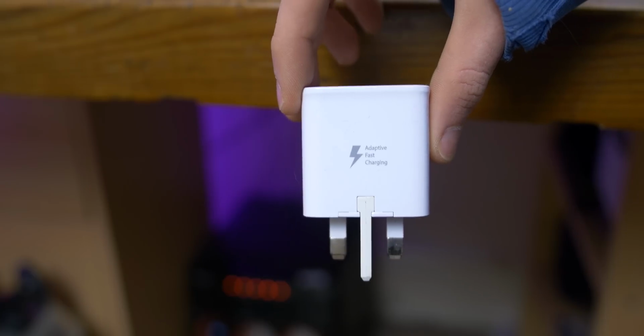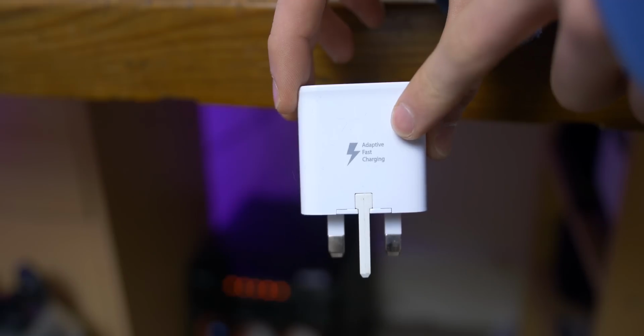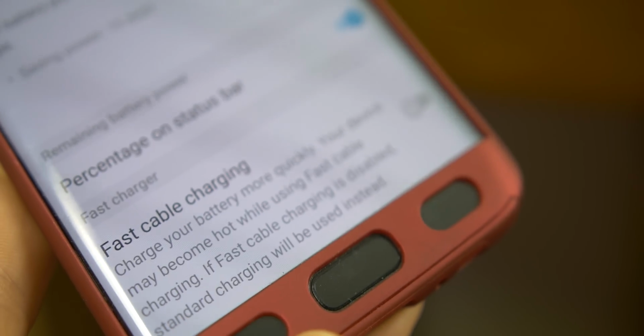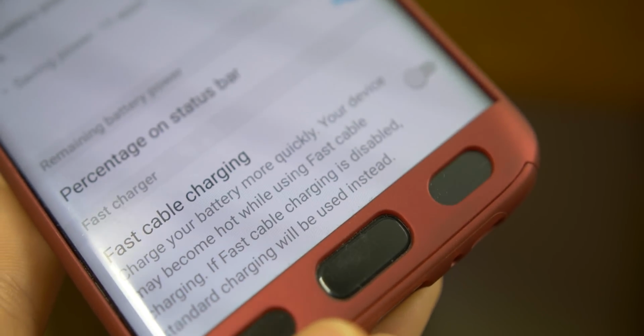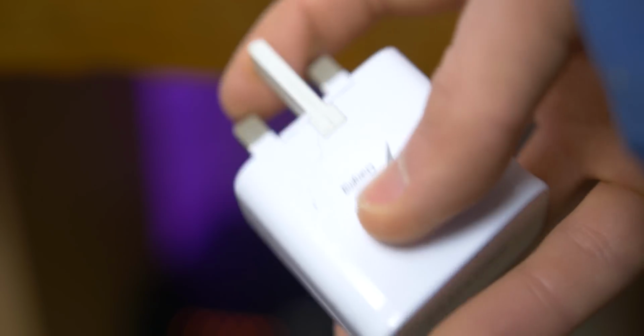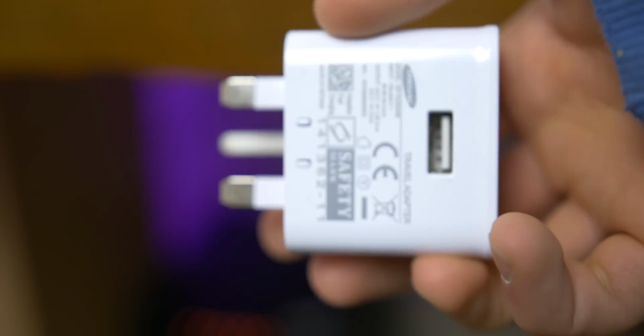In smartphone ads and marketing material, we're told that fast charging is a super handy and cool feature to have on our devices. And to many people, including myself, it's super handy to have when you've forgotten to charge your phone overnight and quickly need a top up before heading out for the day.